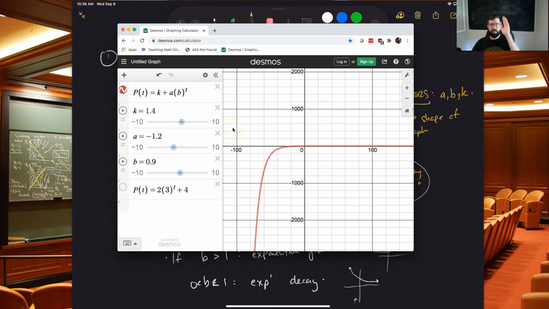So ask yourself right now, what does k do, what does a do, and what does b do? And jot that down in your notebook. k shifts vertically. a is the kind of scale factor, you can call it, and its sign tells you if you're going up or going down, if you're flipped across the x-axis or not. And b gives you the rate of growth. It tells you how steeply it's going to curve.